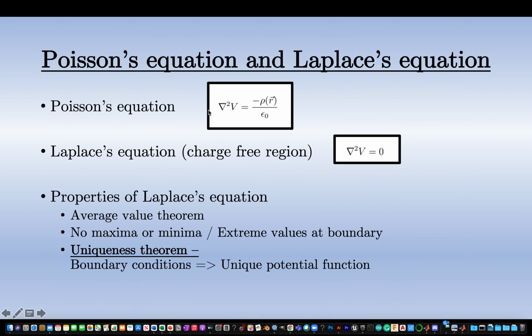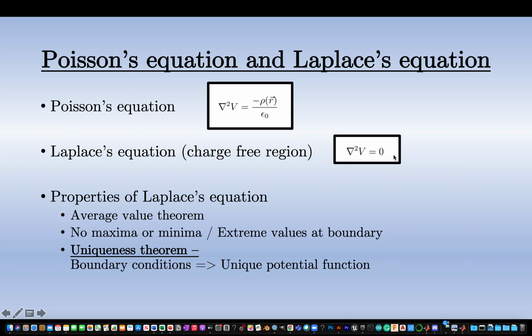Then the next topic is Poisson's equation, which is a reformulation of the divergence of the electric field being equal to rho by epsilon 0. We substitute the electric field as the negative gradient of the potential and we get this expression. The more interesting version is the charge-free region, where rho is 0. Then we get Laplace's equation, which is del squared V equals 0.